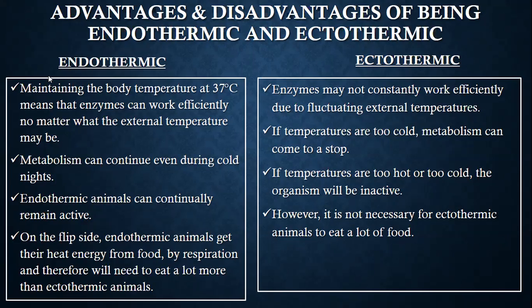So maintaining endothermy entails maintaining the body temperature at 37 degrees Celsius so that enzymes could work efficiently no matter what the external temperature may be. However the temperature is on the outside, you have to make sure that the inside is always at least at 37 degrees. It could be a little higher or a little lower, but nothing too much. Because if you drop too low, your body will start to malfunction. Your cells won't be able to carry out metabolic processes.